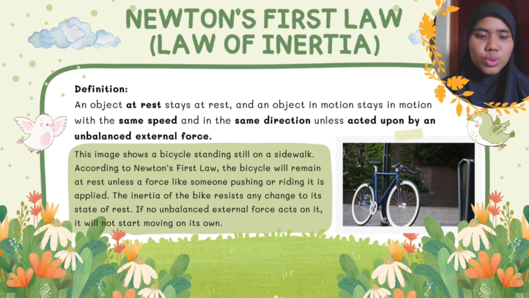This image shows a bicycle standing still on the sidewalk. According to Newton's first law, the bicycle will remain at rest unless a force like someone pushing or riding it is applied. The inertia of the bike resists any change to its state of rest. If no unbalanced external force acts on it, it will not start moving on its own.